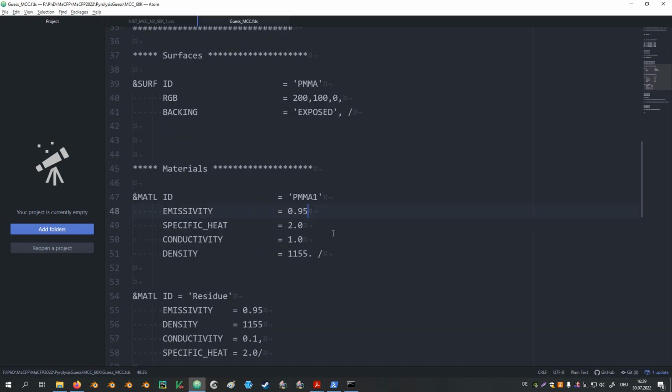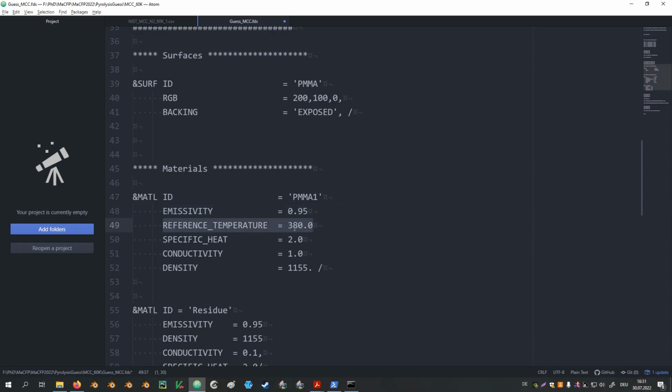Let's start with the material. In FDS, the pyrolysis reactions are associated with the material. Therefore, the Arrhenius parameters or the reference values are associated with the material definition. Since we want to use the reference values, we can start here, for instance, with the reference temperature. The reference temperature essentially defines where the peak of the reaction is located.